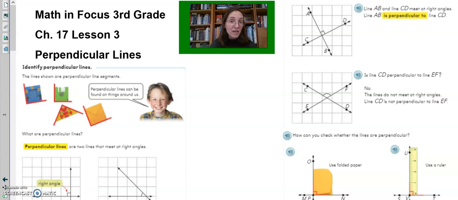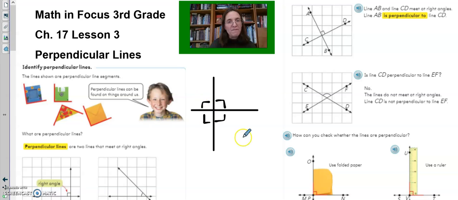Well, perpendicular lines are just lines or line segments or even something called a ray that meet at a right angle. So I've drawn two line segments here, and if you look at them, you can see that when they are perpendicular to each other, every angle created by their intersection is a right angle.